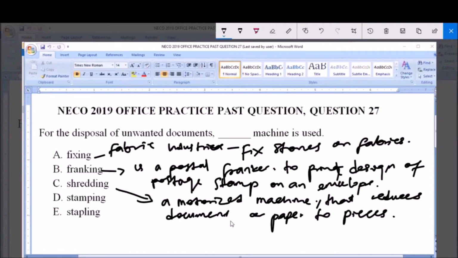That is, if you have a document that you don't want others to see, or you have a document that you want to render useless, you don't want these documents to get to another hand, you simply use the shredding machine to reduce these documents into pieces so that it cannot be recognized.